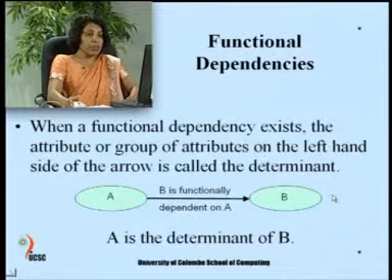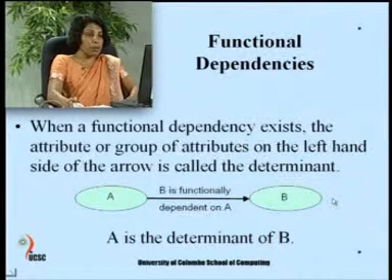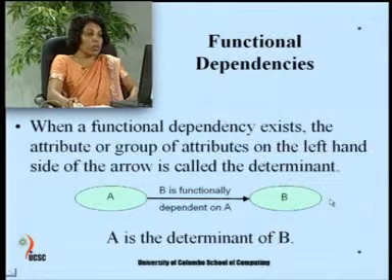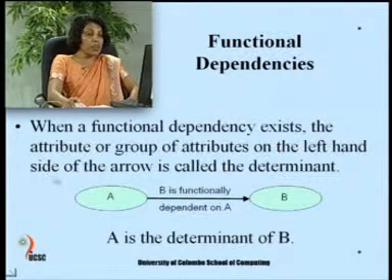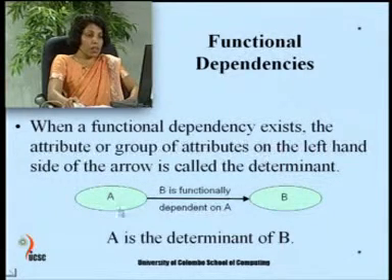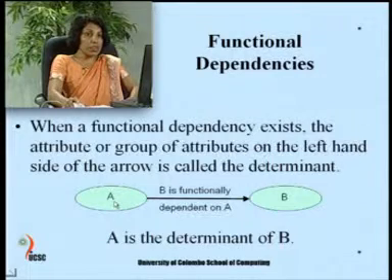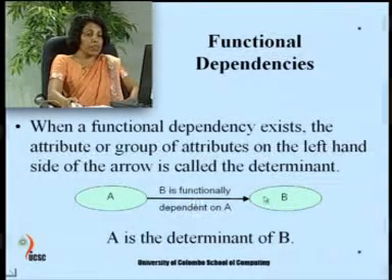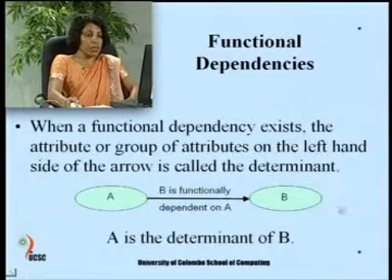And when a functional dependency exists between attributes, the attribute or group of attributes on the left hand side of the arrow is called the determinant. If there is a functional dependency between A and B, and the arrow is pointing to B, we say that A is the determinant of B.